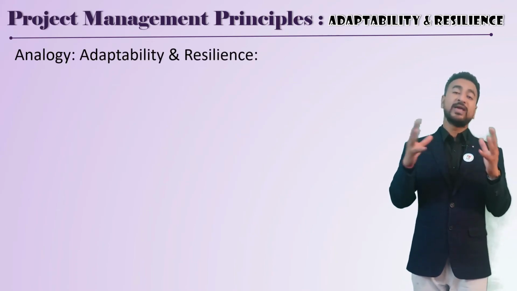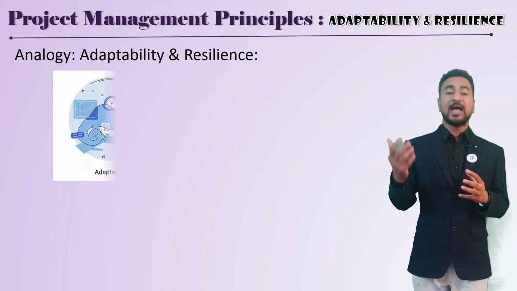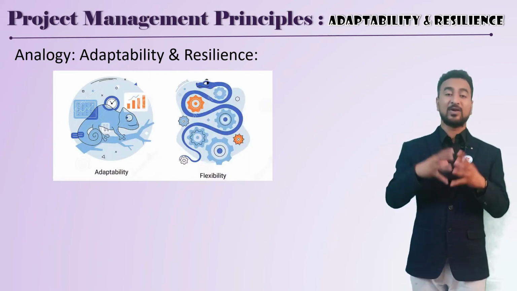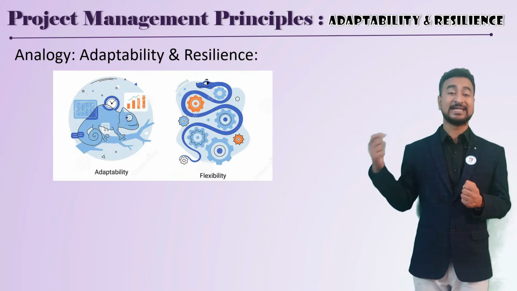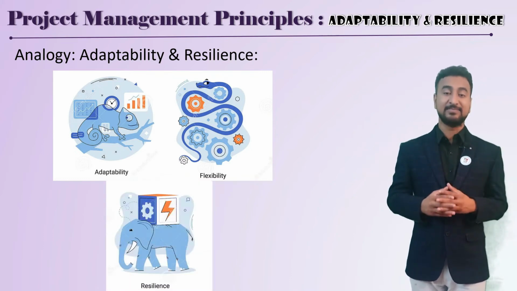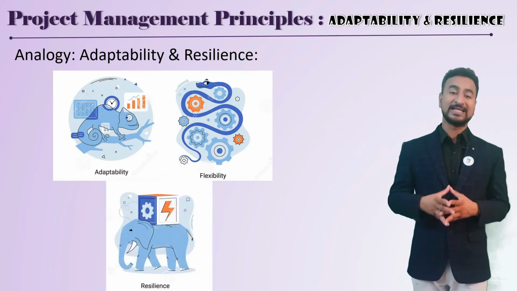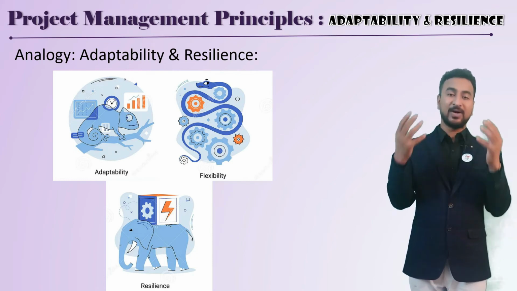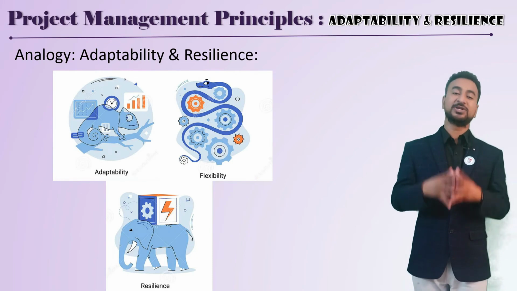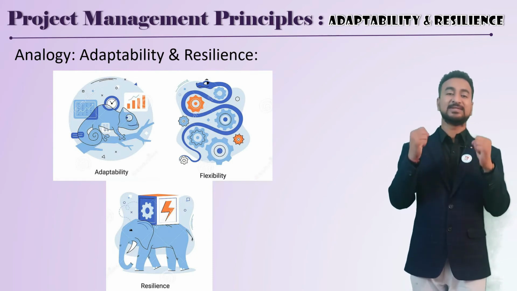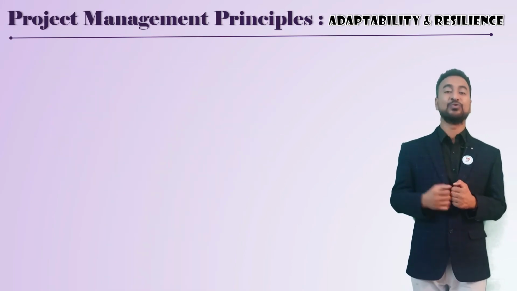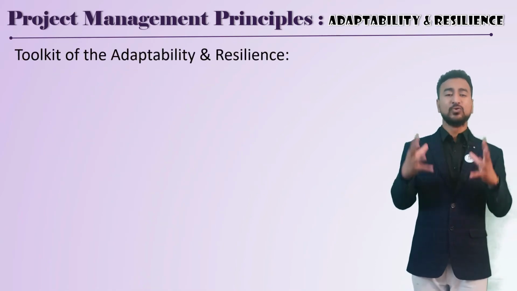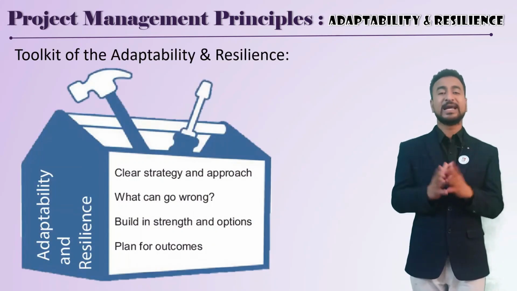We can see an analogy to adaptability and resilience in nature: the chameleon is a good example of adaptability, the snake is a good example of flexibility, and the elephant is a good example of resilience. This is from my personal observation of nature, but these are animals that show these characteristics well. Now let's understand the toolkit for adaptability and resilience.